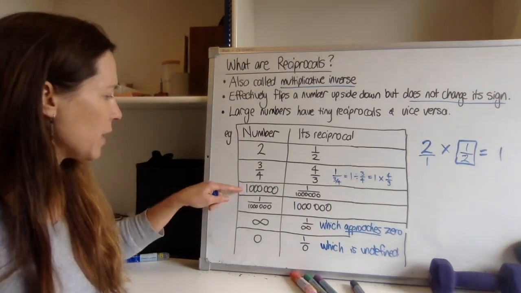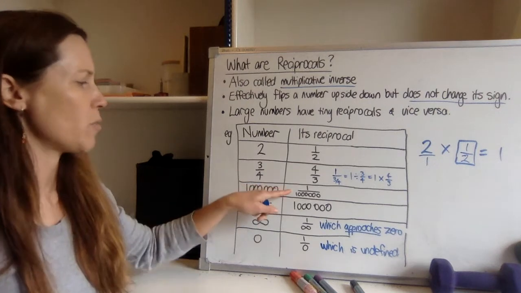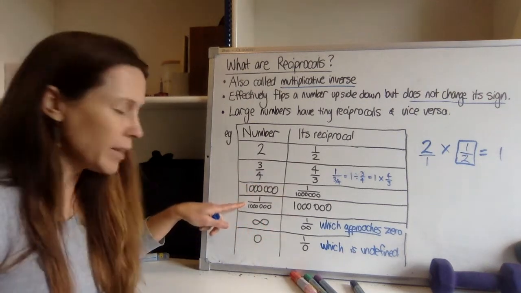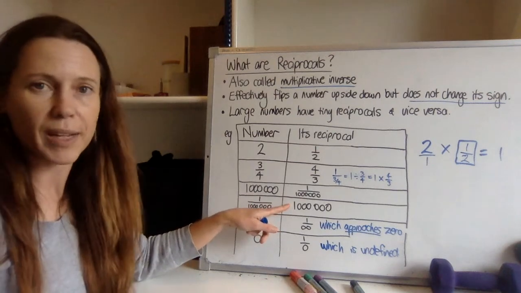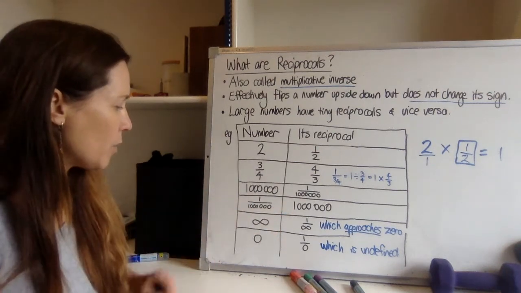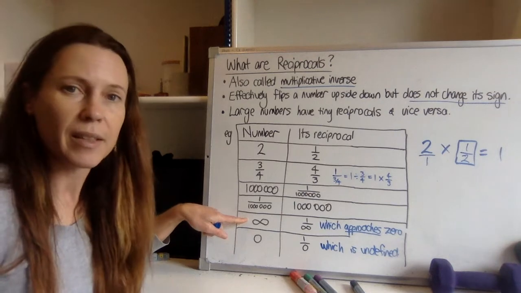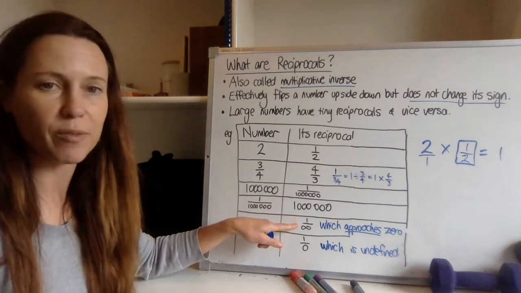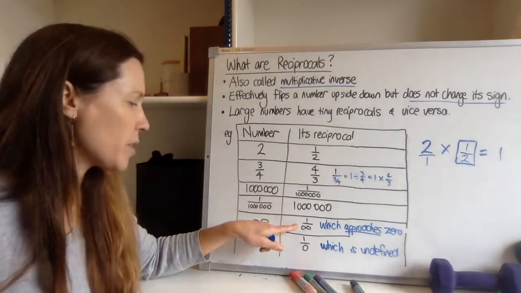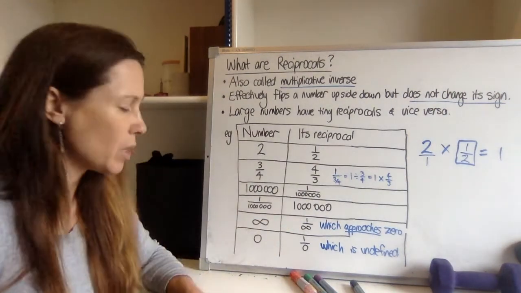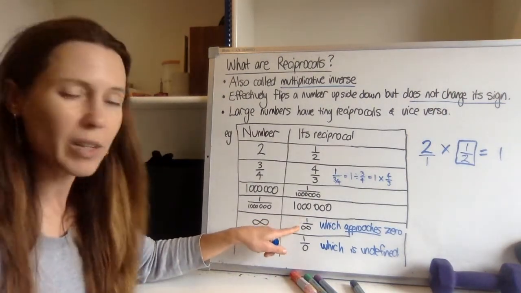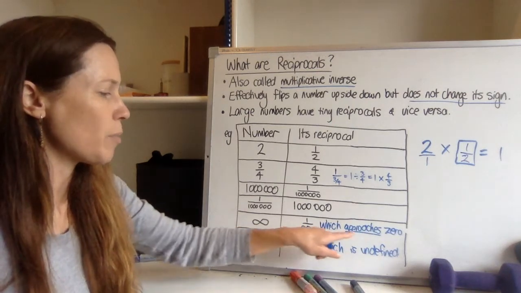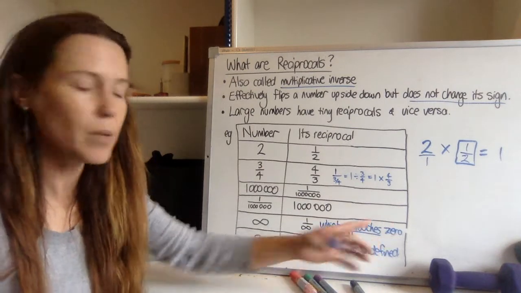So if we have a really large number like 1,000,000, then its reciprocal will be 1/1,000,000th. A really tiny number like 1/1,000,000th will have a really large reciprocal like 1,000,000. Now, if we keep on going with these extremes, we can say that infinity would have a reciprocal of 1 over infinity. Now, obviously we can never actually reach infinity. So this number is not ever going to be 0, but it's going to get mighty close. It's going to approach 0. And you can see why that happens.